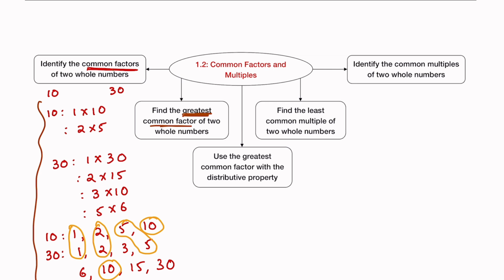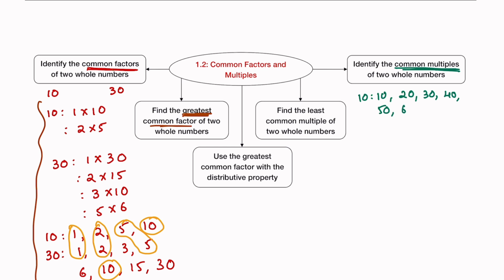So here it's about identifying common multiples of 2 whole numbers. Look at it carefully. It's no more factors, it's multiples that we are talking about. Okay? So let's see how we do it. We'll keep the same numbers so it's easy for us to compare. So 10. What are the multiples of 10? So it's basically 10 times 1, 10 times 2, 10 times 3, 10 times 4. You go on like that.